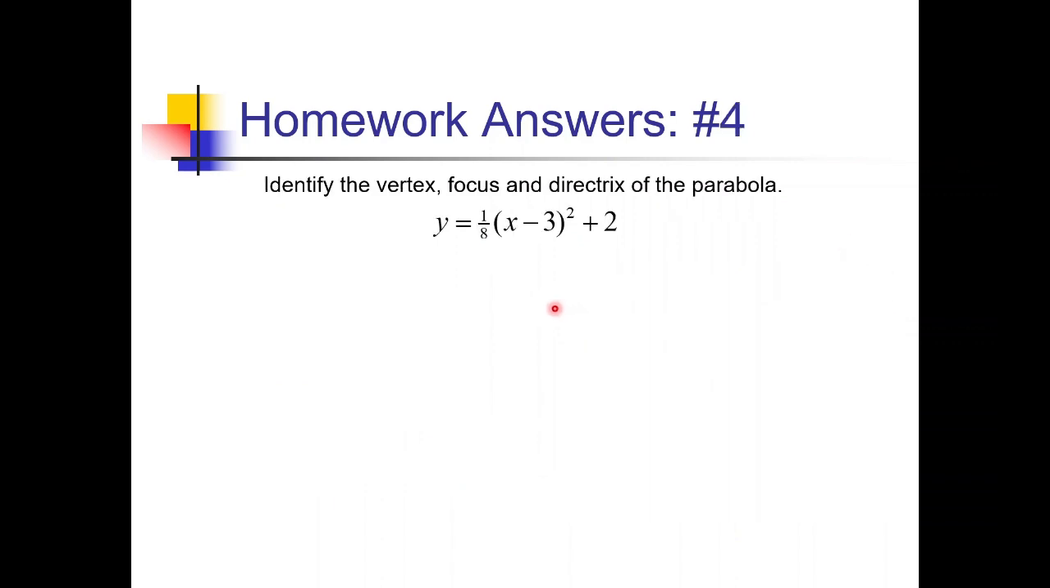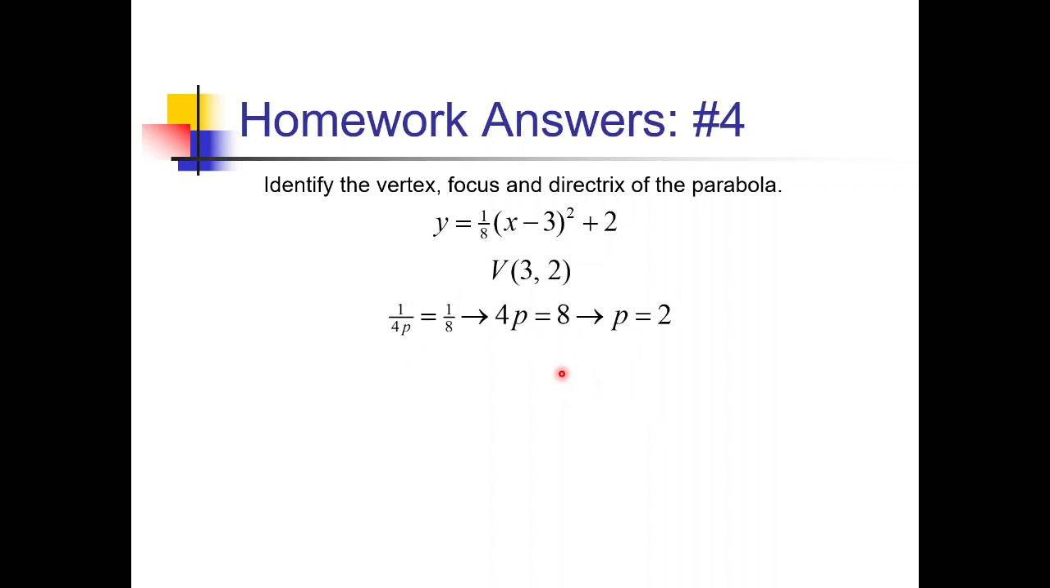For this problem, they want me to identify the vertex, focus, and directrix of this parabola. For the vertex, since this is essentially in vertex form, I can just take the 3 and the 2 right out of here and have 3, 2 for my vertex, just remembering that this inside stuff is opposite from what it appears to be. Now, to get the focus and directrix from this, I need the p-value. I can get that by setting 1 over 4p equal to this 1 over 8 term out in front. So cross multiplying, 4p equals 8. So then p equals 2.